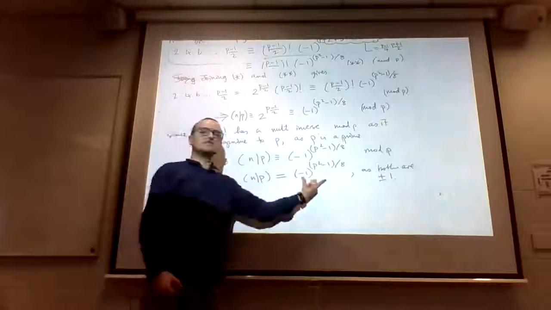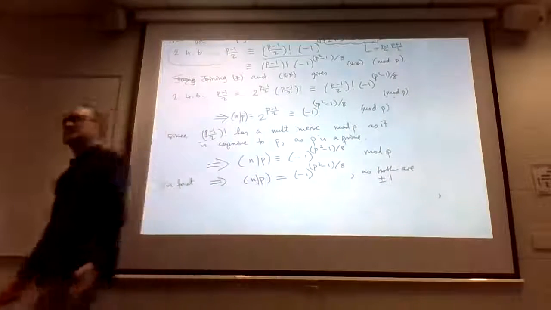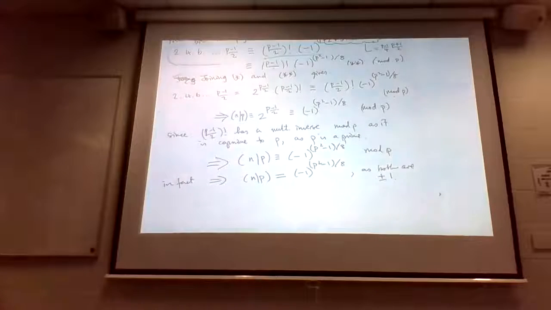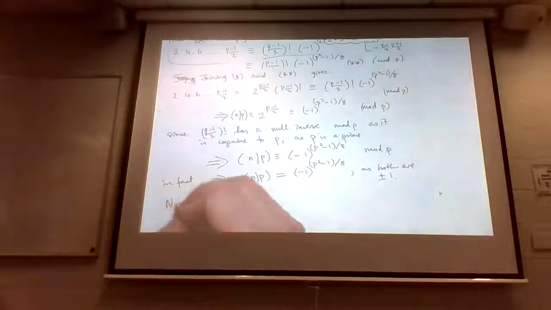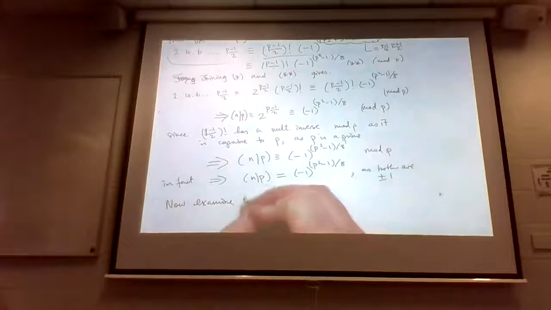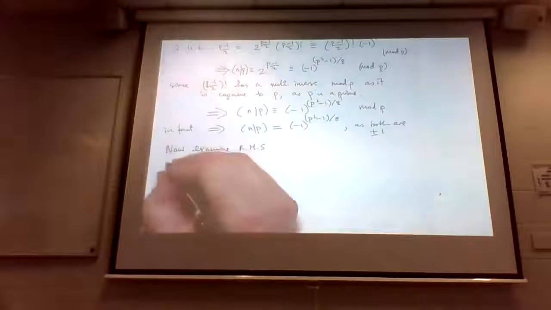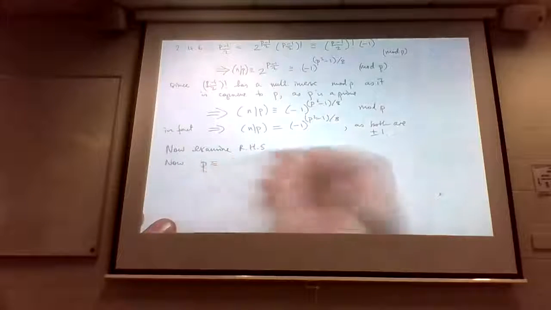So we're almost there. Surely we can get a handle on the value of this. And yeah, now examine closely this right-hand side. I think in the proof in the notes, I've laid out a quick table. What are the options for p modulo 8?